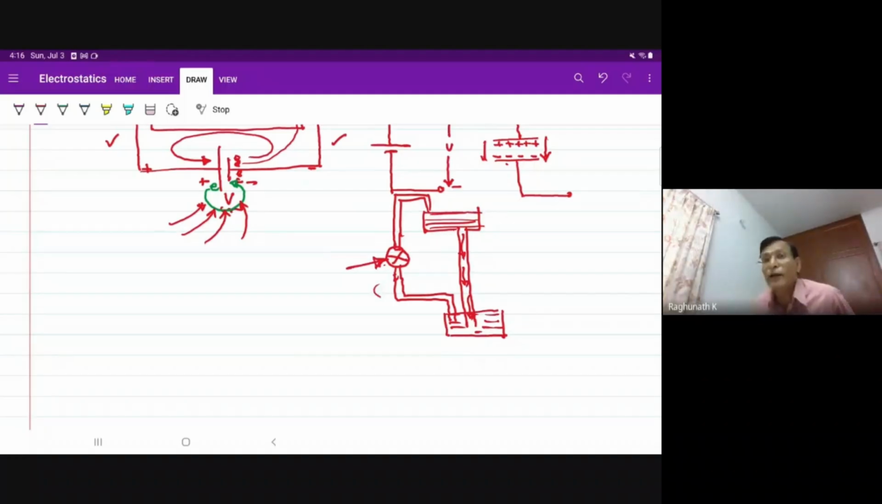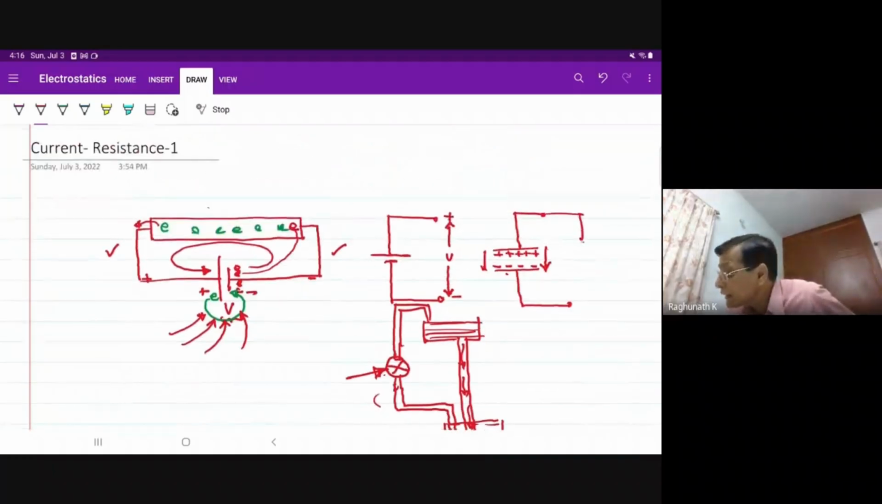For an electron, higher potential is negative potential. Correct? Lower potential is positive potential. It automatically goes from the negatively charged conductor to the positively charged conductor. If it were a capacitor, what will happen? If I connect a conductor to a capacitor like this, electrons will flow and come to the positively charged plate.